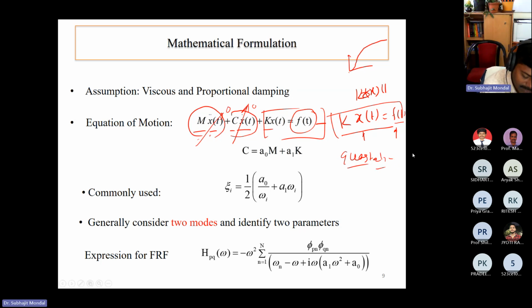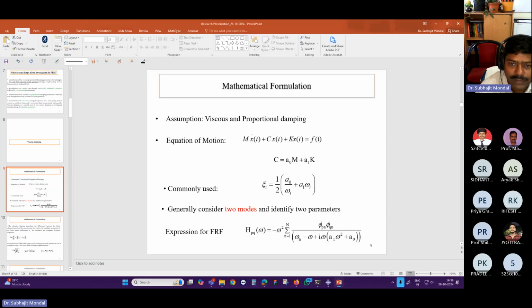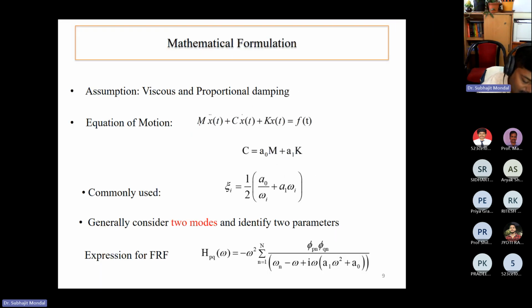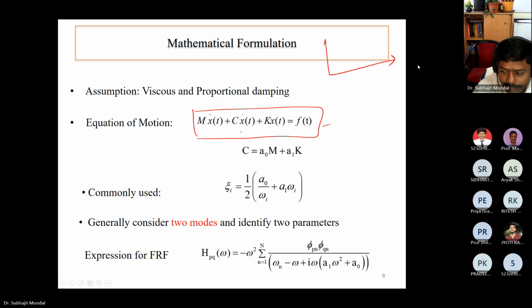Now that is our static analysis. Whenever we go for dynamic analysis, we normally solve this equation, m x double dot plus c x dot plus k x is equal to force. Here you can see all are functions of time. When you go for dynamic analysis with respect to time, we normally get a response like this, maybe somehow periodic, something like that.